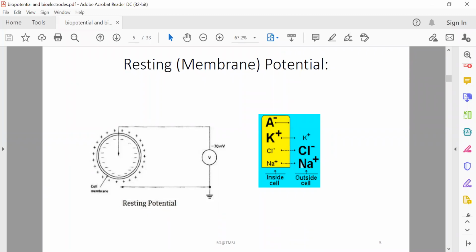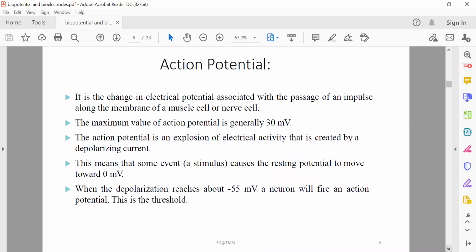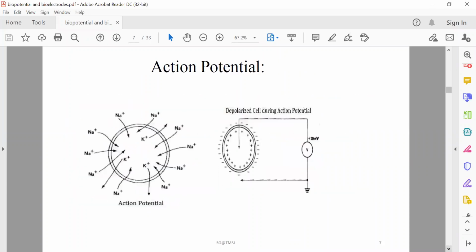Now there is another potential, which is called the action potential. Look at this figure, action potential. Basically it is the excitation of a section of a cell, which can be caused by the flow of ionic current or any externally applied energy. This excitation of a section of the cell causes a change in the characteristics of the membrane, which allows some of the sodium ions to enter.